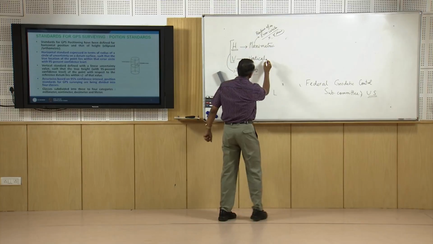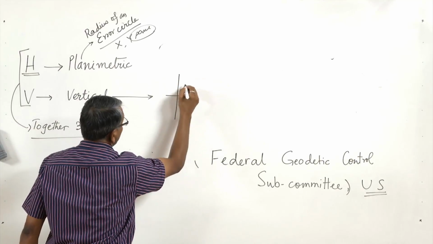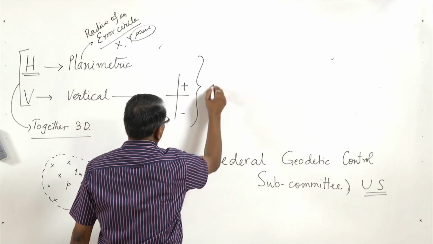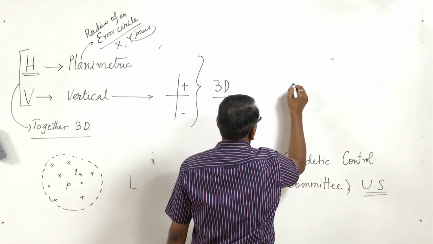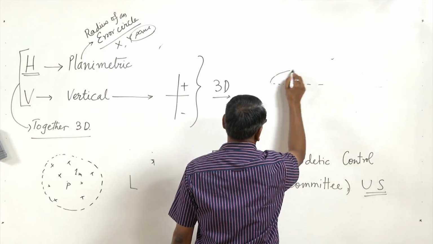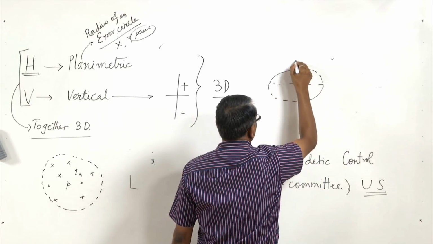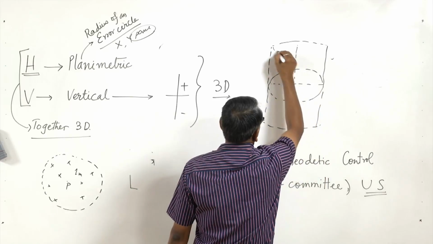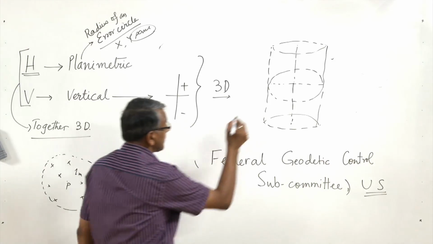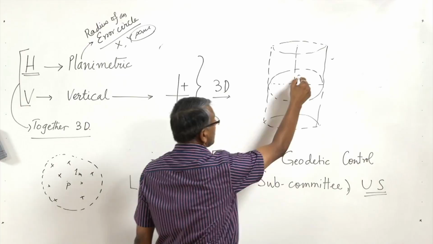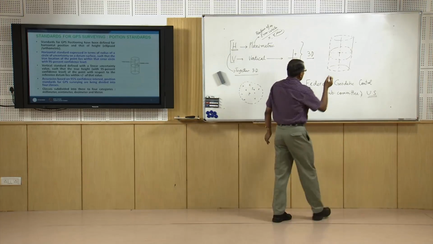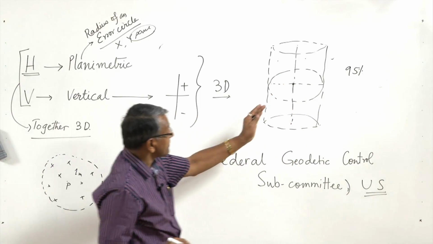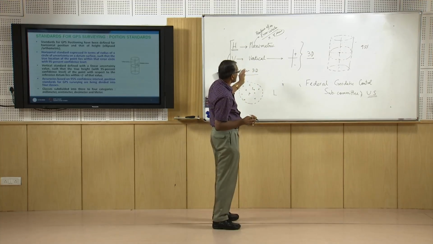In case of vertical, we define a line, an uncertainty line, plus minus this. So for 3D we define a cylinder. Suppose this is the point. Around this point this is the error ellipse and this is the height uncertainty. So we get a cylinder like this. If our true position is this, and 95% of the set of observations lies within this cylinder, then we will say that the set of observations has met the standard required by our project.